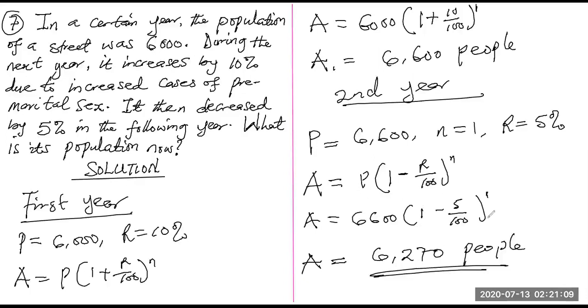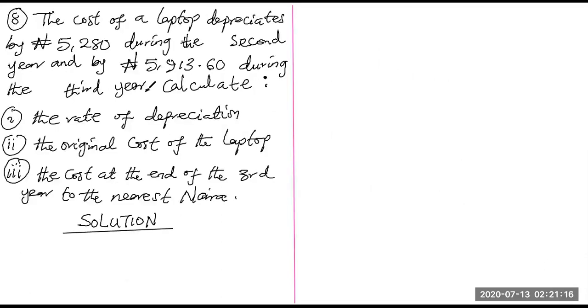Alright, perfect. Okay, let's look at the next example. Here, we are told that the cost of a laptop depreciates by this. So this is our amount during the second year. Now, I want to point attention to this statement, during the second year. It didn't say at the end of the second year. During the second year means I bought this calculator this year.